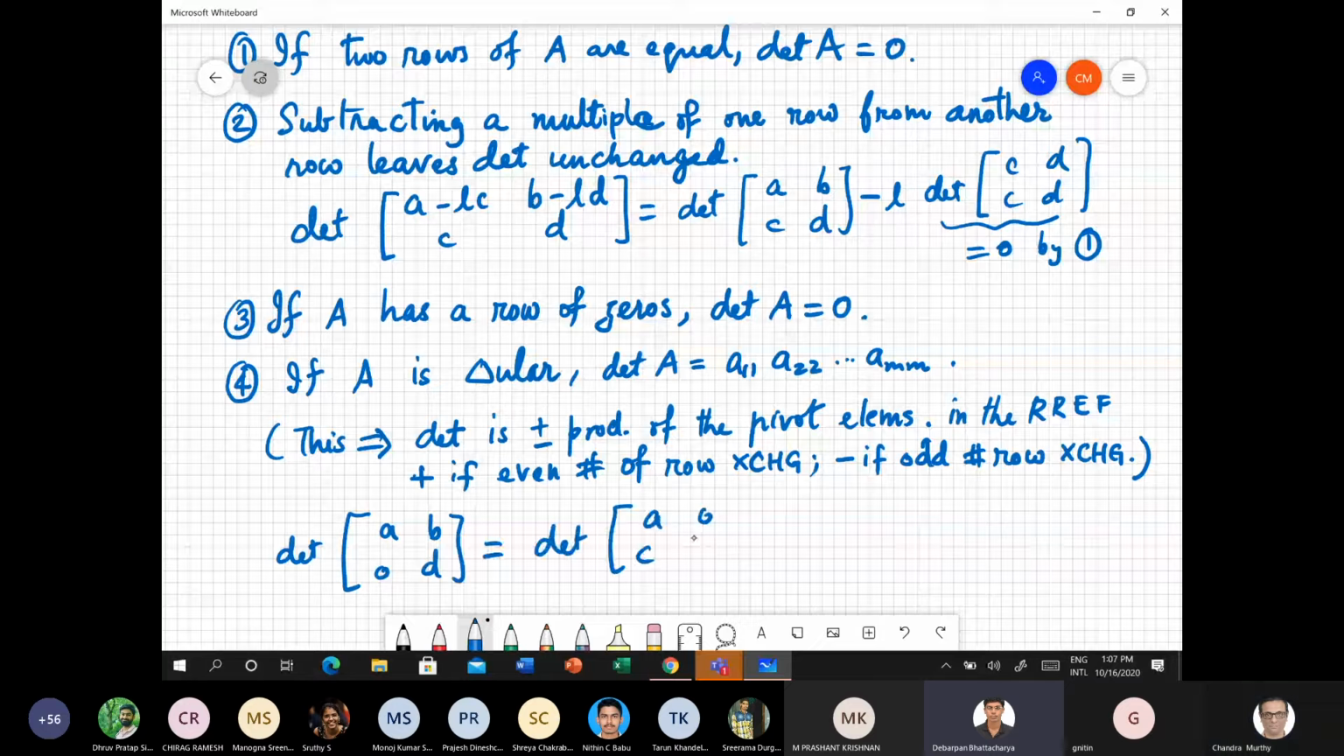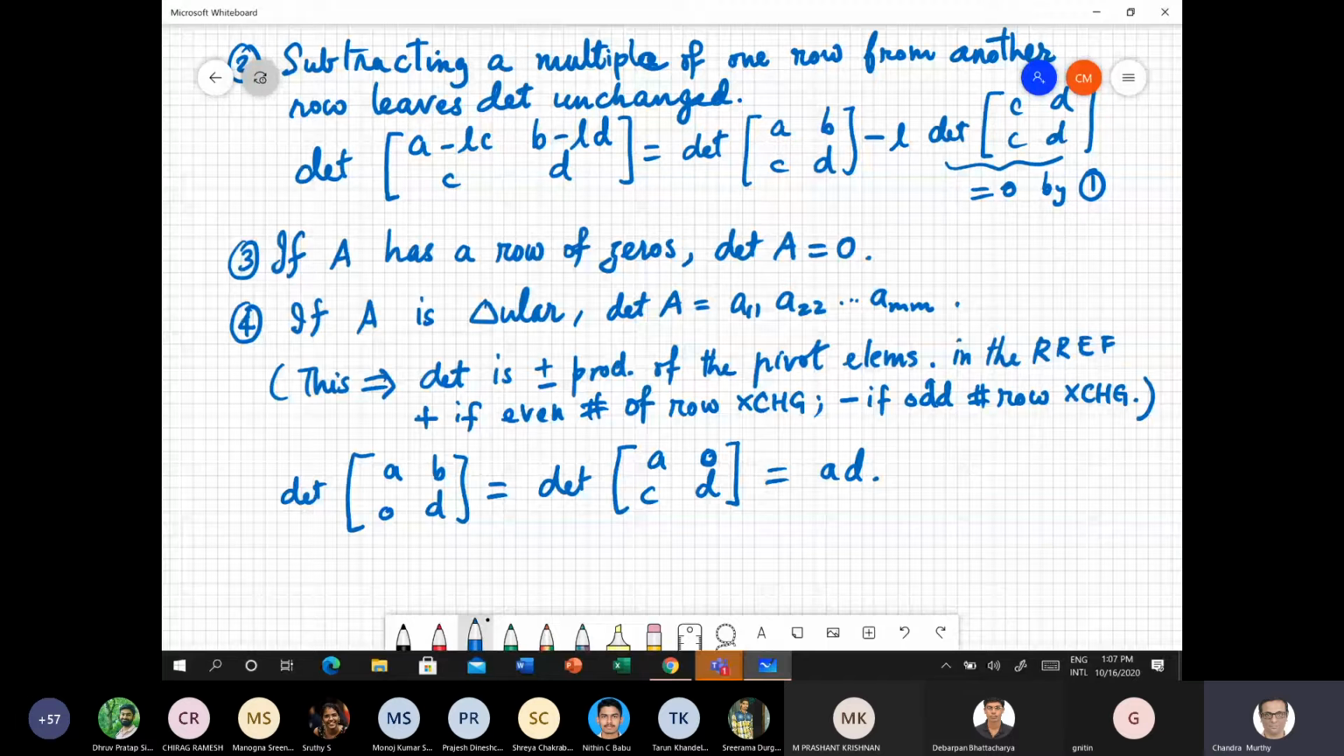Sir, can you please explain the point number 3 using properties 1 and 2? So if A has a row of zeros, then what you have to do is to add one of the other rows to the 0 row. That doesn't change the determinant. Then now you have a matrix where 2 rows are identical. And by property 1, determinant of A is 0. Okay, okay. Yes, sir. Thank you.